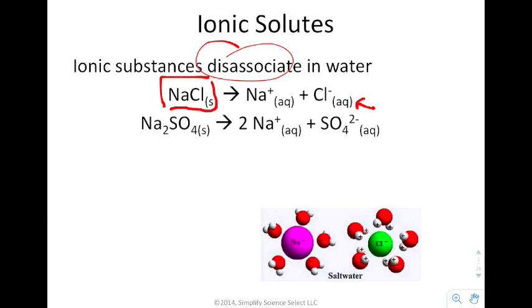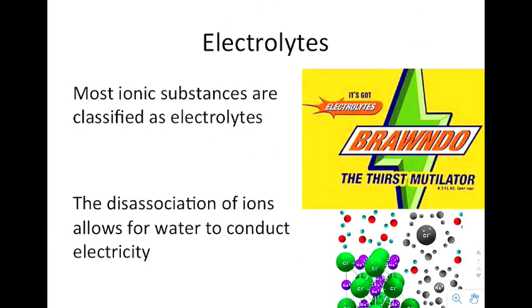So you can do the same thing for sodium sulfate that you see here, except the difference is that there are now 2 sodiums and then just 1 sulfate. So this is what's called a dissociation expression. This dissociation expression is showing us what happens when you put an ionic substance in water.